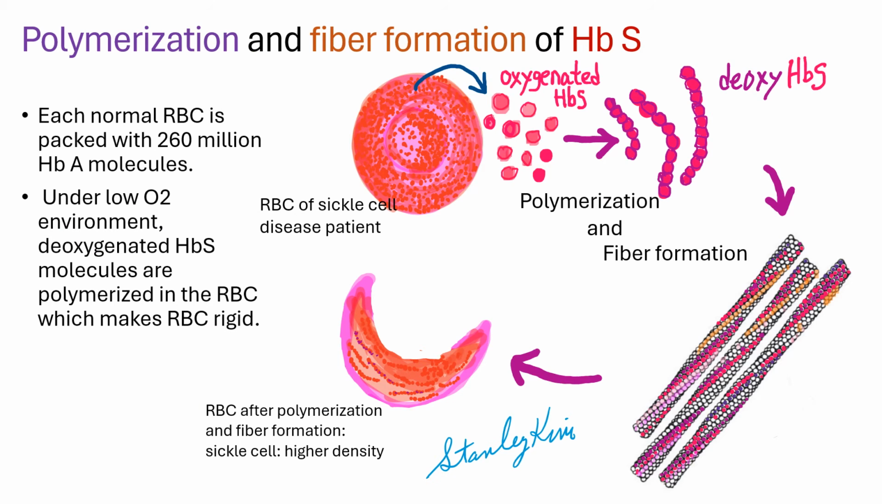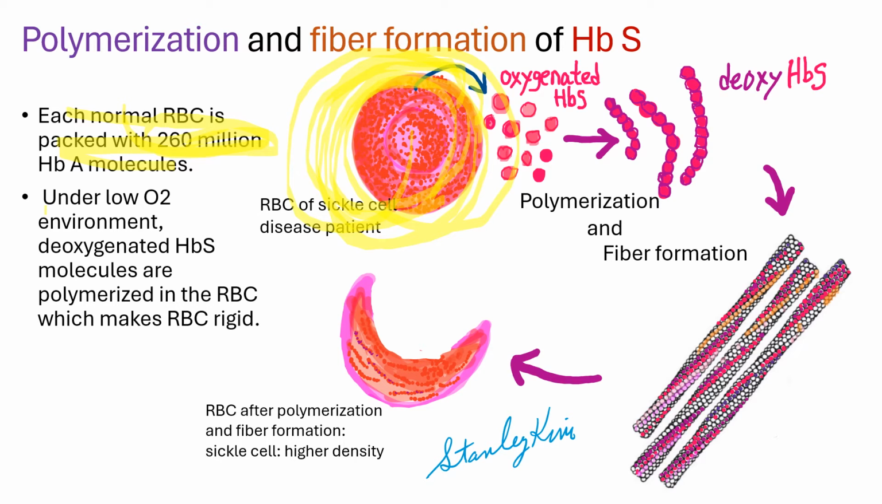Can you guess how many hemoglobins are in one red blood cell? Think about the population of the US. 300 million? Yes, pretty close. Each normal red blood cell is packed with 260 million hemoglobin molecules. How many red blood cells do we have? Trillions of red blood cells. Then how many hemoglobins do we have? Trillions of red blood cells times 260 million. It's an unimaginable number, like the stars in the galaxy. It's a work of God.